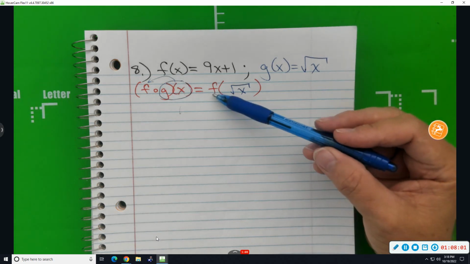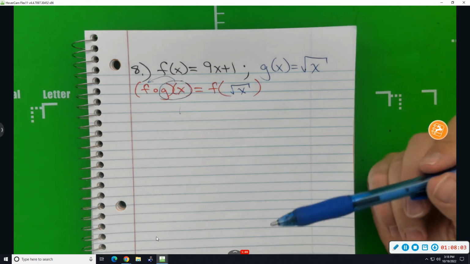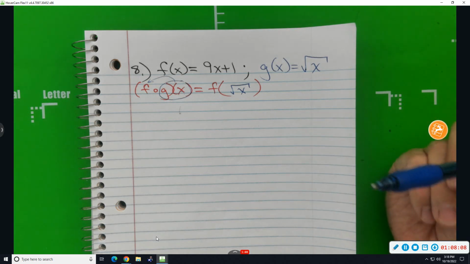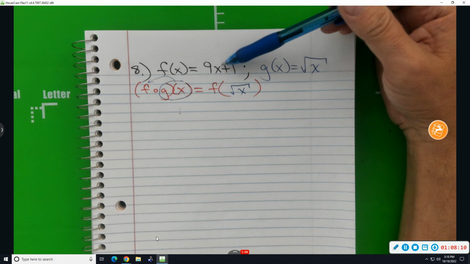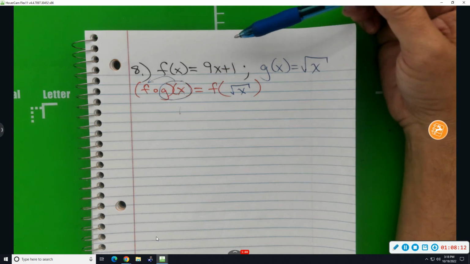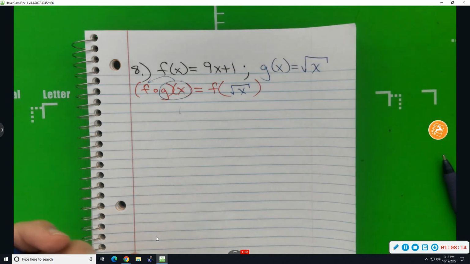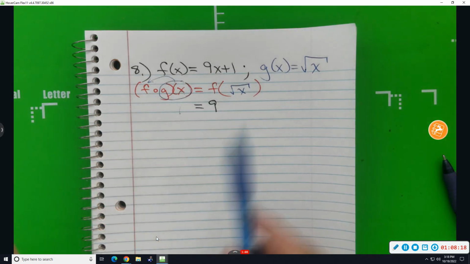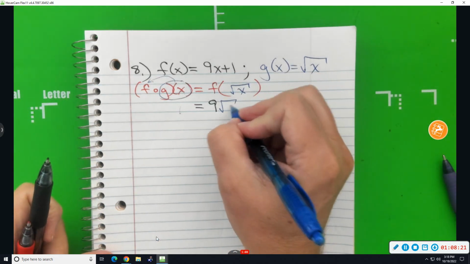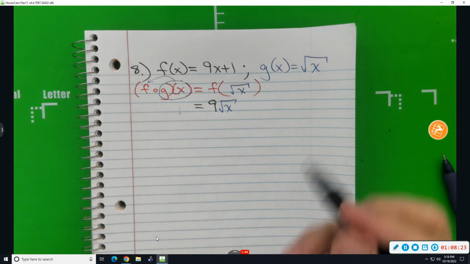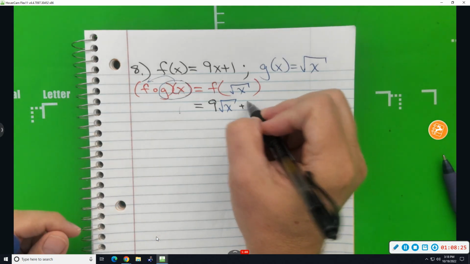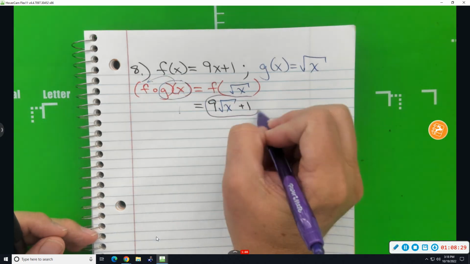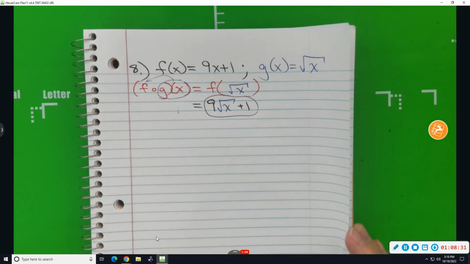This notation now is saying go to f, and wherever you see a variable, replace it with the square root of x. So we have 9. Replace the x with the square root of x. And we still have a plus 1. That's f composed with g.